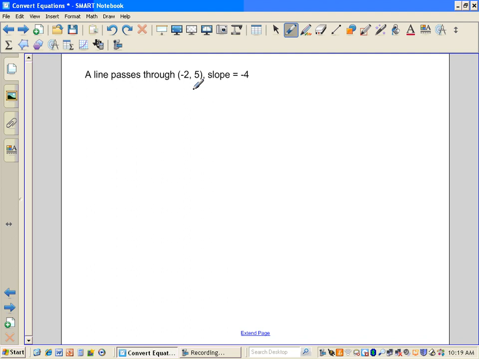Alright, a line passes through negative 2, 5 with a slope of negative 4. So again, we're going to start with our point-slope form because we have information that gets filled in easily in point-slope form. So if my slope is negative 4, my x1 is negative 2, so I'm subtracting a negative 2. Be very careful with your negatives. My y is a 5. So this subtracting the negative becomes positive.